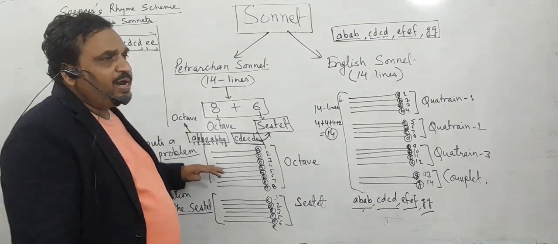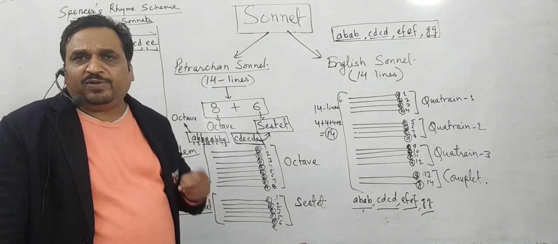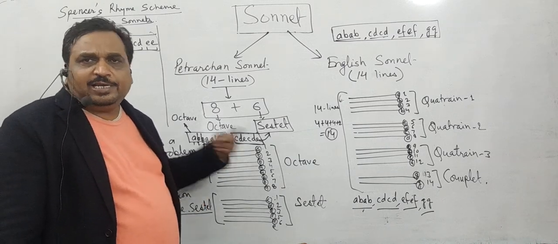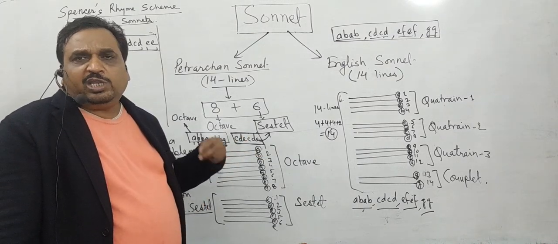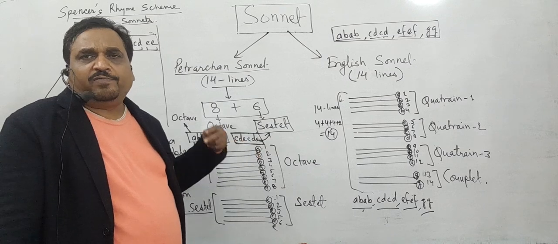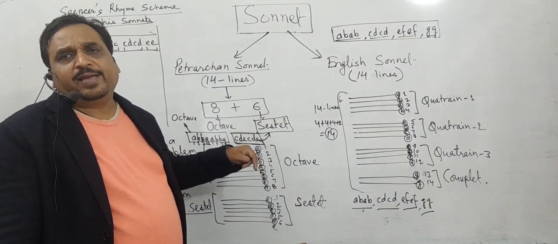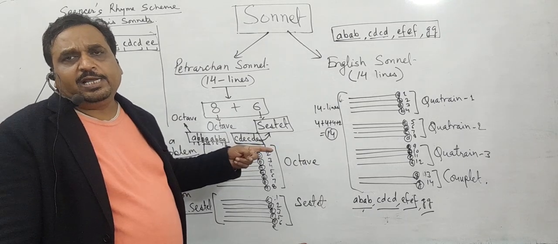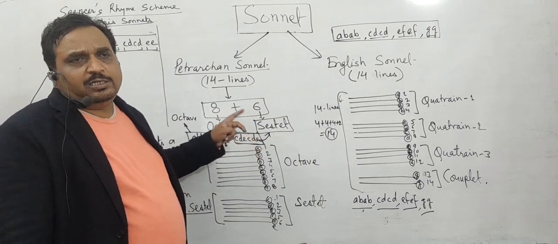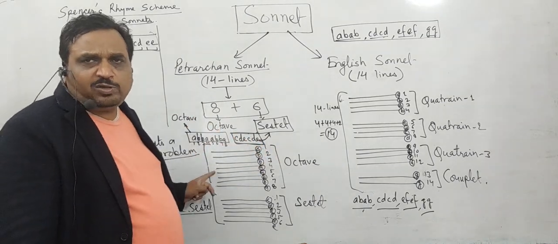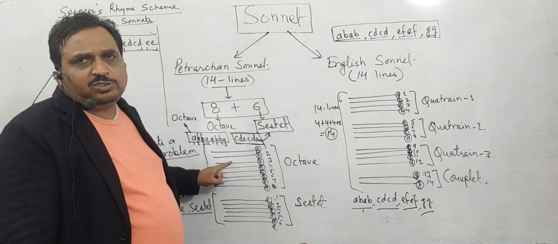In Petrarchan sonnet, we have 8 plus 6, 1 octave and 1 sestet, that makes 14 lines. And in English sonnet, we have 3 quatrains. Each quatrain consists of 4 lines. 4 3s are 12 lines, and a concluding couplet that makes 14 in totality in English sonnets. And there is a great difference between the rhyme scheme in English sonnets and in Petrarchan sonnets.